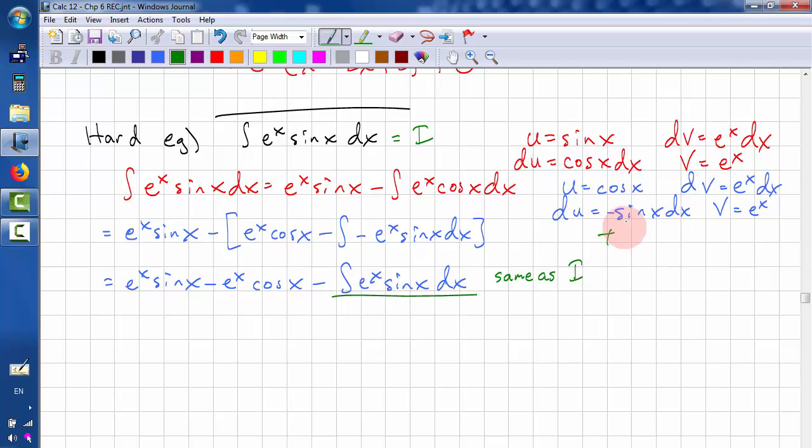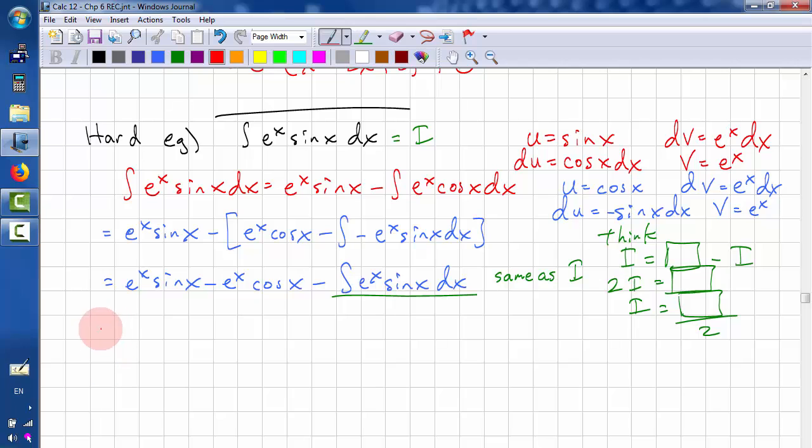So think, we have I equals something minus I. So really we have 2I equals our something. And then I will just equal that something divided by 2. Okay, it's not always 2. This could be 4I or some other coefficient. It just happens to be 2 in this example.